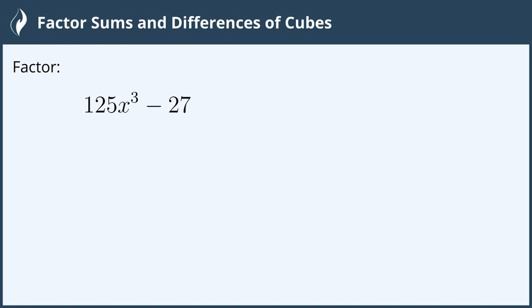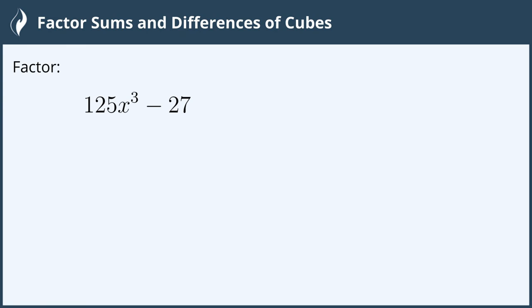Hi everyone! In this video, we will factor sums and differences of cubes. Factor 125x cubed minus 27. Here we have a binomial, two terms with a subtraction between. This means it can fall into two categories, either a difference of cubes or a difference of squares.